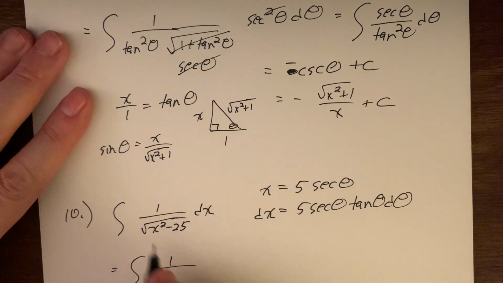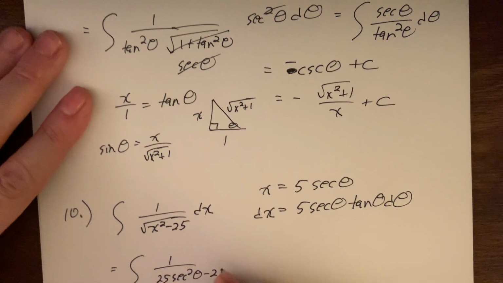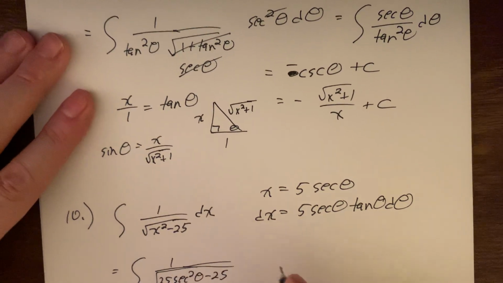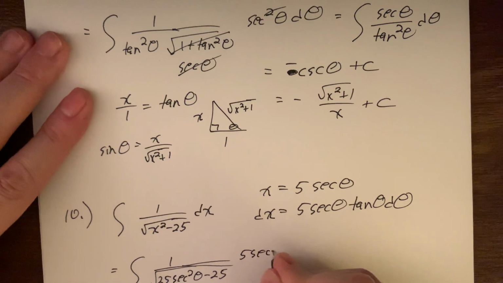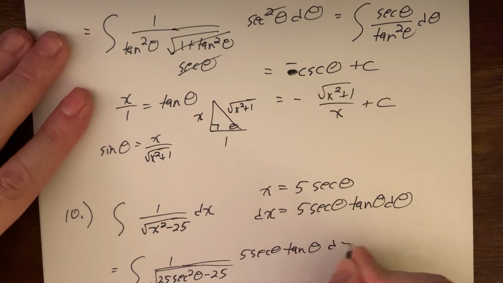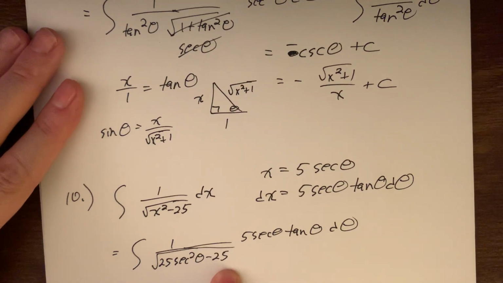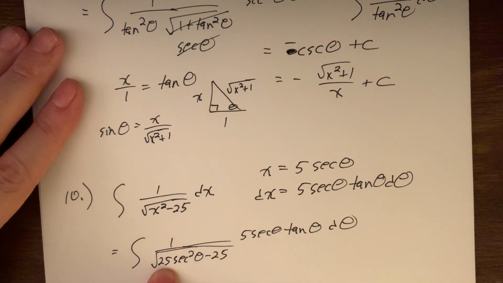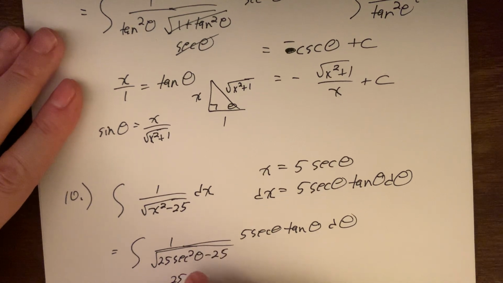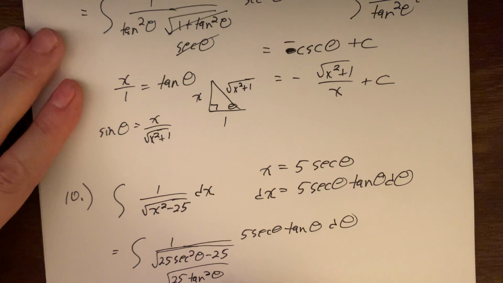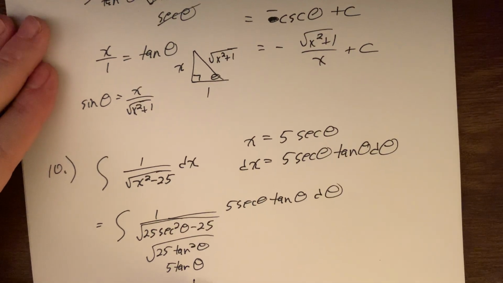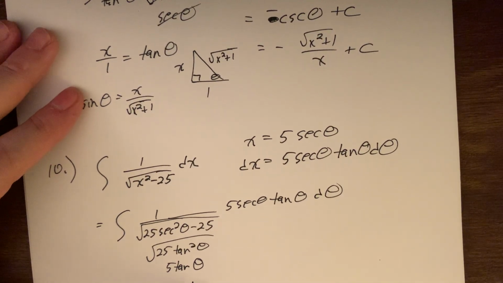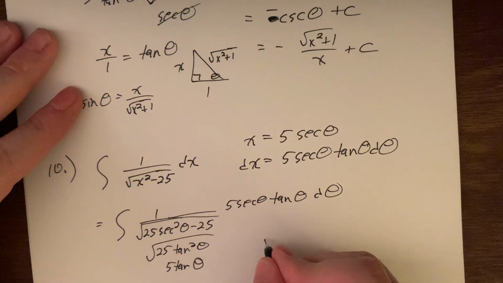1 over. This is 25 secant squared minus 25 under the radical times 5 secant tangent. Down here, this becomes 25 secant squared minus 1. Secant squared minus 1 is tan squared, and the square root of that is 5 tangent. The trig sub has done its job. This cleaned up. What's left?